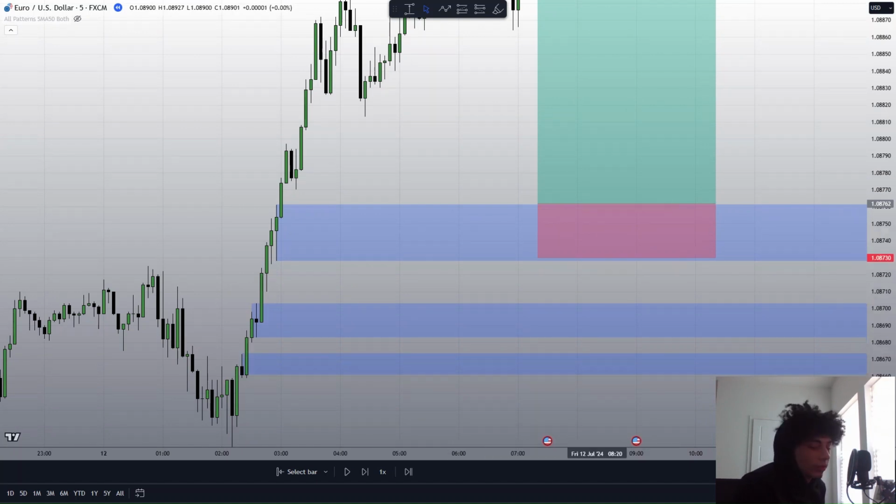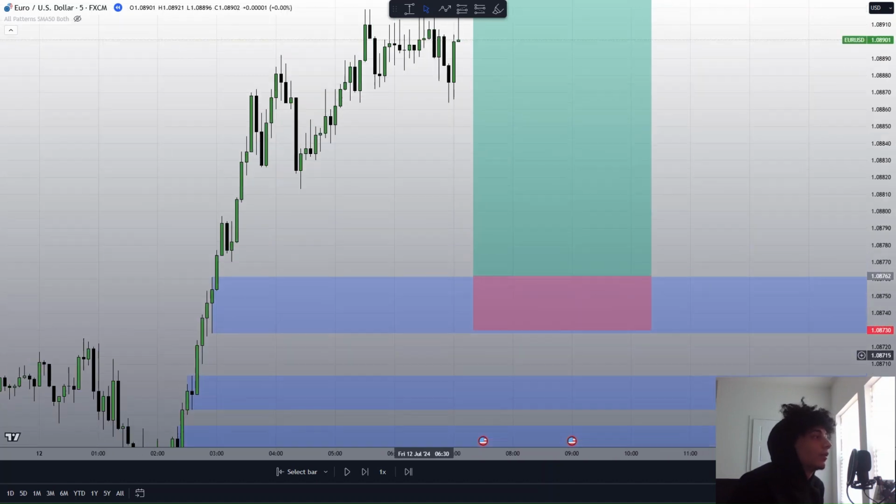And if it does break through and go to the other ones, usually it reacts to the first one first, does what it does, and then eventually breaks through it to get to the rest of them, ultimately sweeping even more liquidity, et cetera, et cetera. All right.